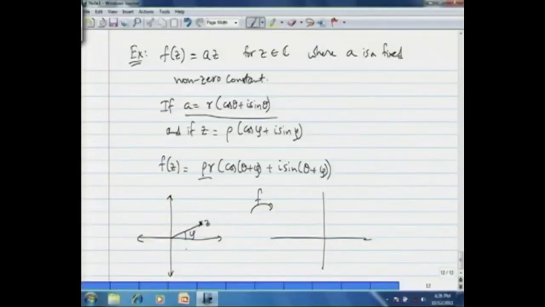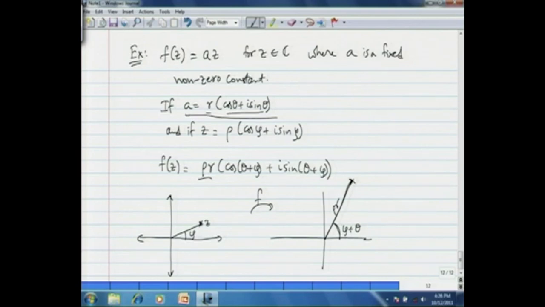Let us pretend that phi is the angle of opening with the positive x axis. Then a times z is going to be a complex number whose modulus is going to be rho times r. So, the length of this vector is rho times r, and the angle of opening with the positive x axis is going to be phi plus theta. This theta and r, of course, are from a.